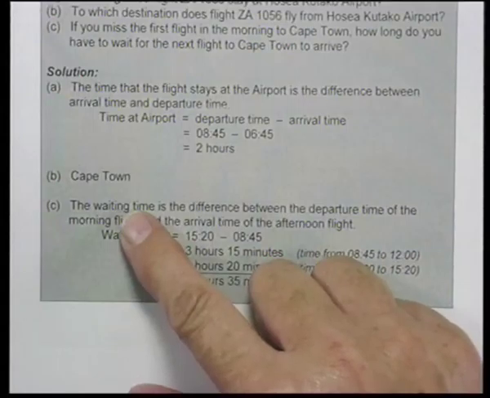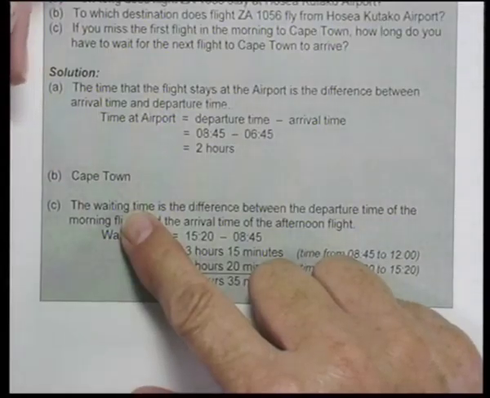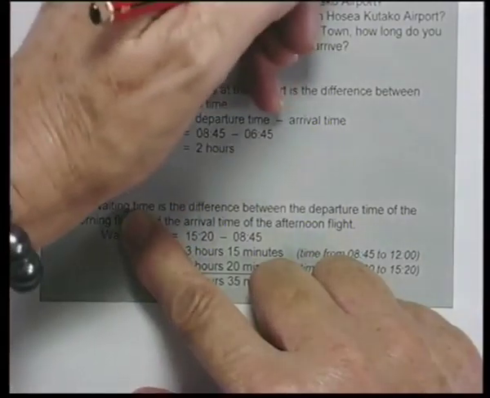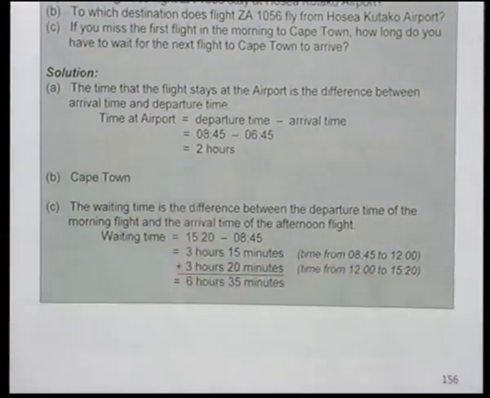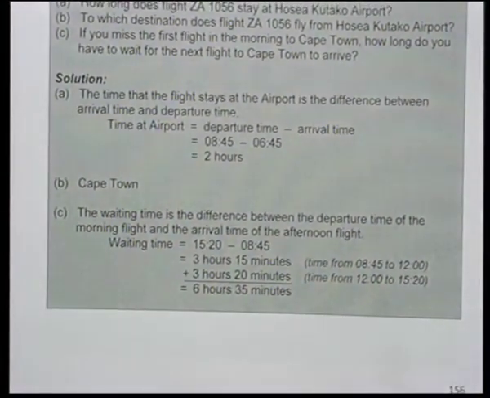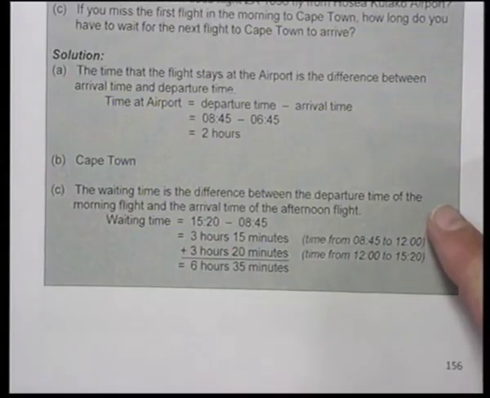Number B, to which destination does flight ZA1056 fly from Hosea Kutako? So they must be able to read the schedule here. ZA1056, where do they go? They go to Cape Town, destination. You see how important the English is, to teach the learner what it means if we talk about the destination and arrival time and departure time, and that there are flight numbers.